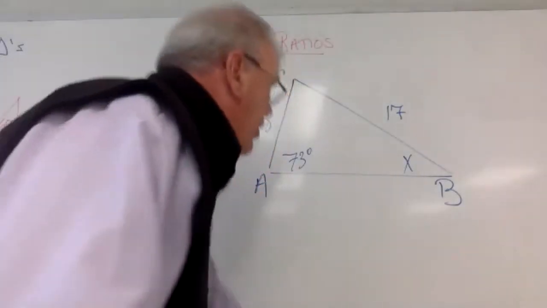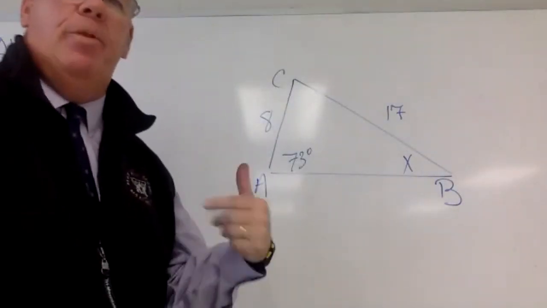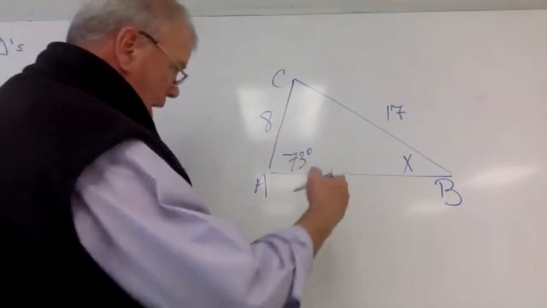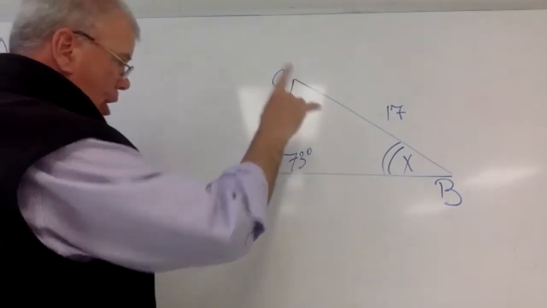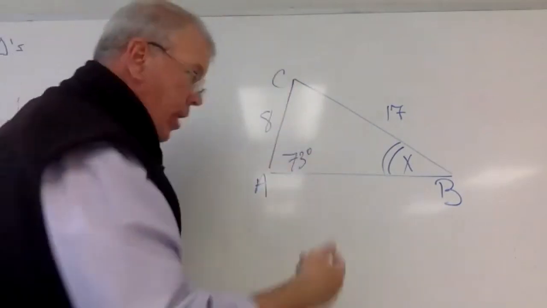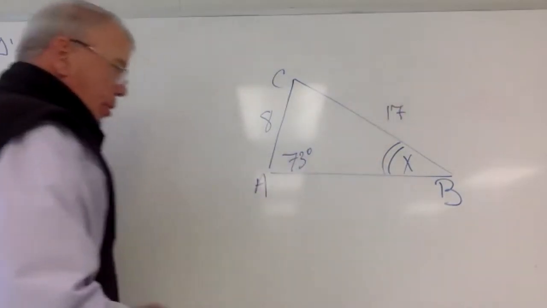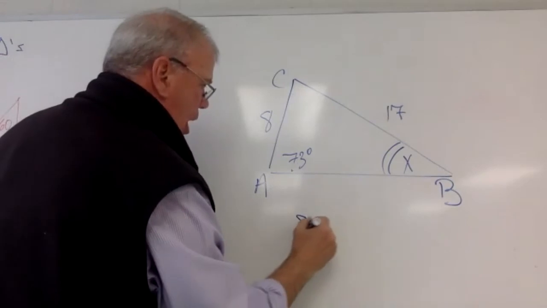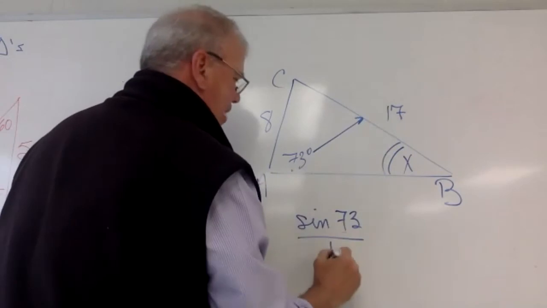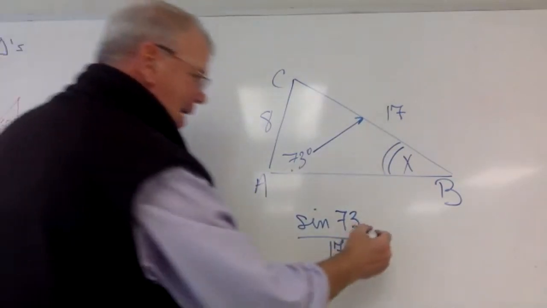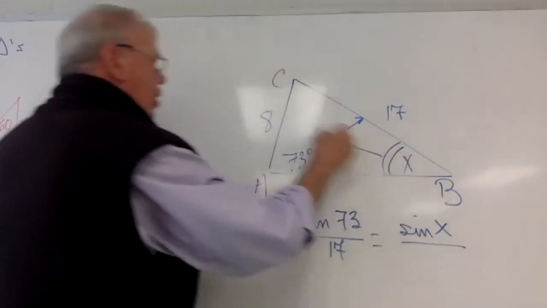So it's not a trig ratio. We can't use trig ratios because this is not a right triangle. Here's what we know. I can figure out what x is by using the law of sines, because I have an angle and the side opposite the angle. So the sine of 73 degrees over 17 has to be equal to the sine of x over 8.